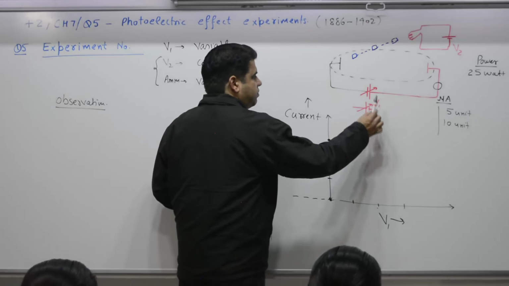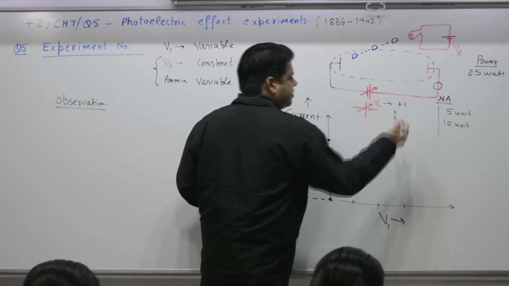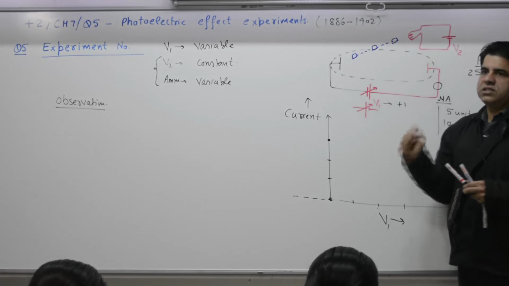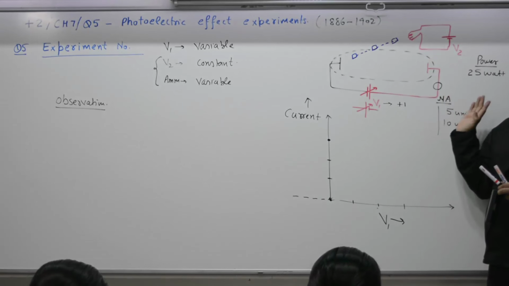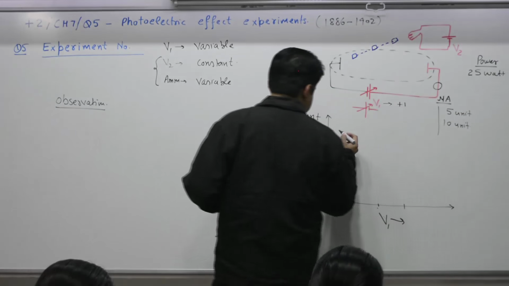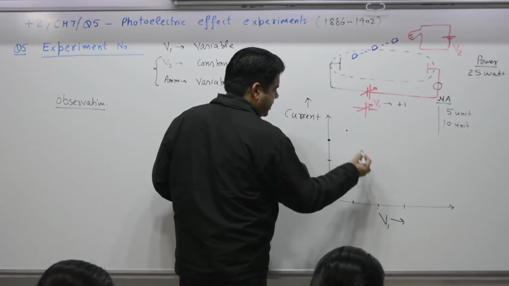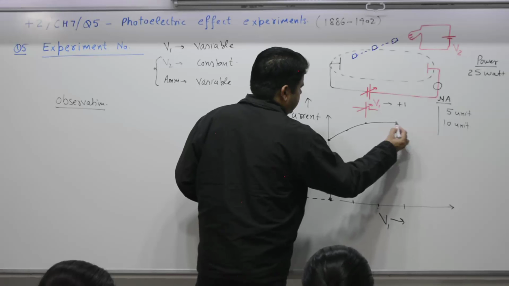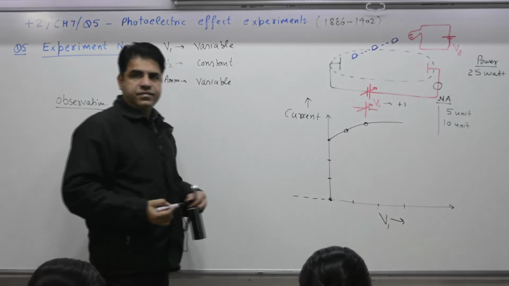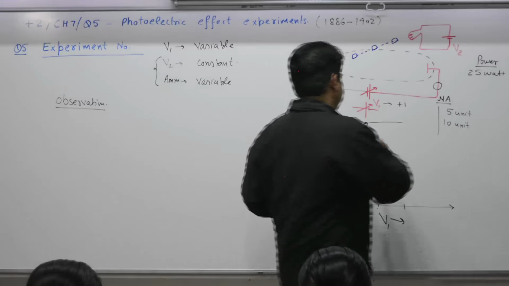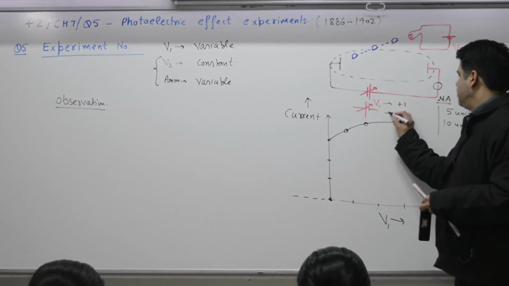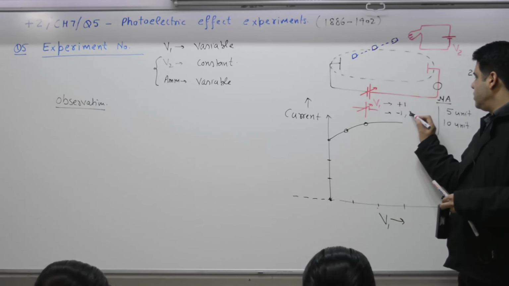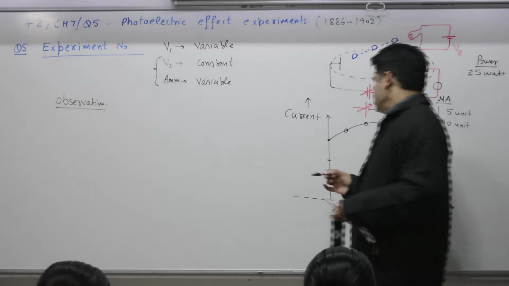If you make it plus 1 volt, what is the effect? If you make this plate positive with respect to this, the observation was the current increases. If you make it plus 1, current increases, plus 2, current further increases. And the observation was, this is how the graph is. When you make it negative, minus 1, then the current decreases. Minus 2, current further decreases. Minus 3, reduces to 0.